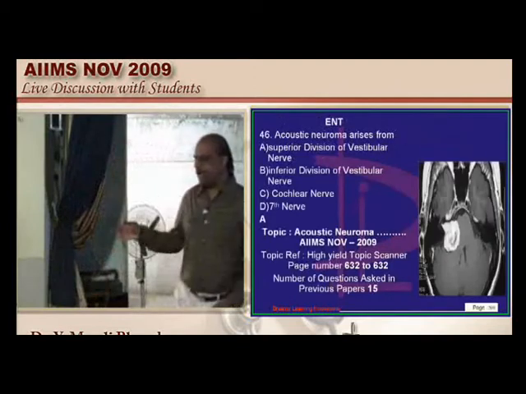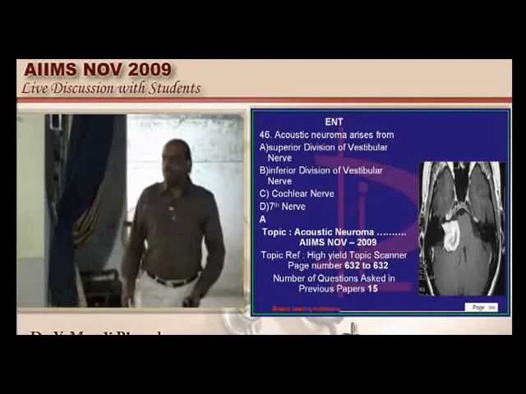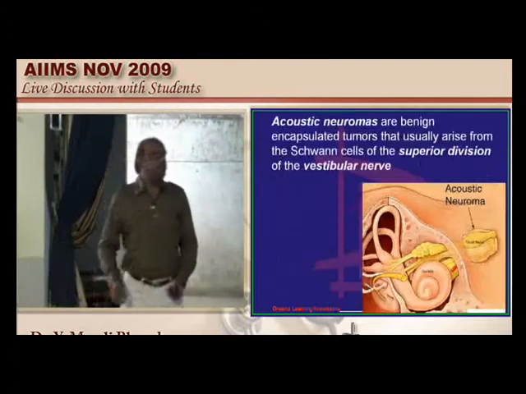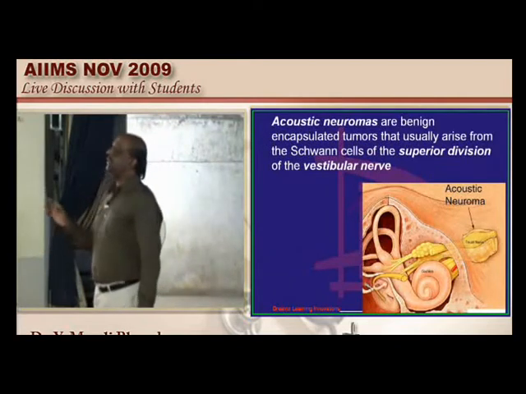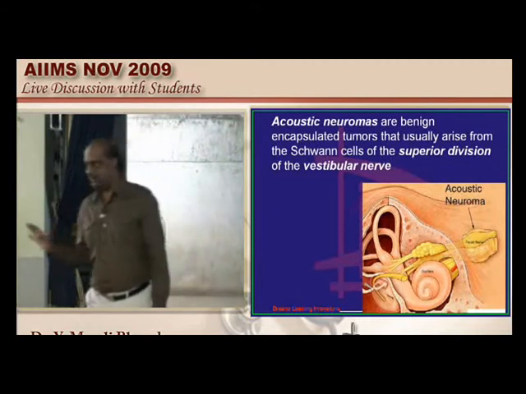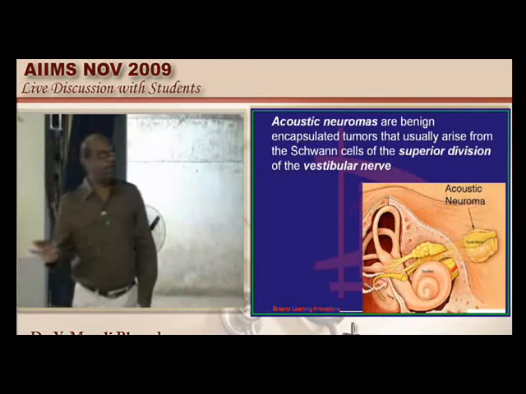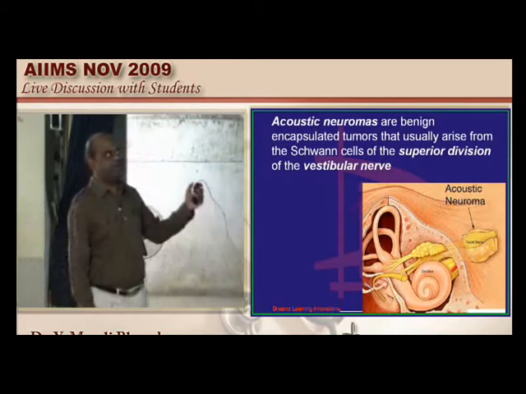From where does the acoustic neuroma arise? It is the superior vestibular nerve, which is the most common site of origin. Once more, let me tell you, doctor, in the top 20 topics, acoustic neuroma is a favorite topic in ENT. Without that there is no paper in ENT. So please, the same thing is repeated: acoustic neuroma, superior vestibular nerve.